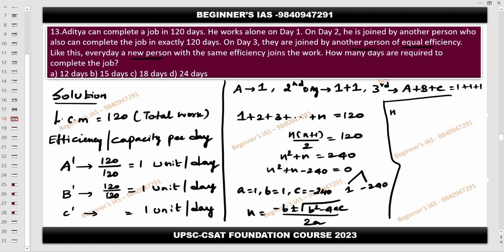Here the n cannot be negative, so please make sure of that. So minus b plus or minus root of b square: 1 square is nothing but 1, minus 4a is nothing but 1, here c is nothing but minus 240.